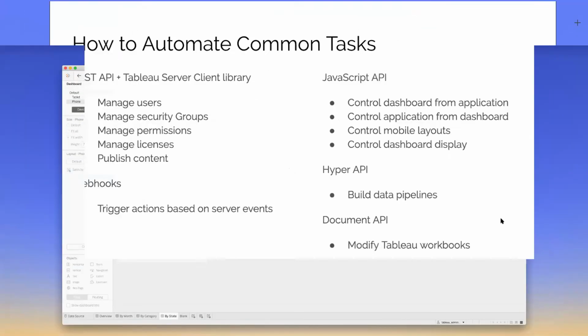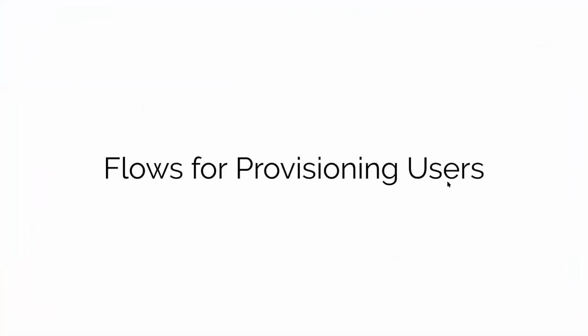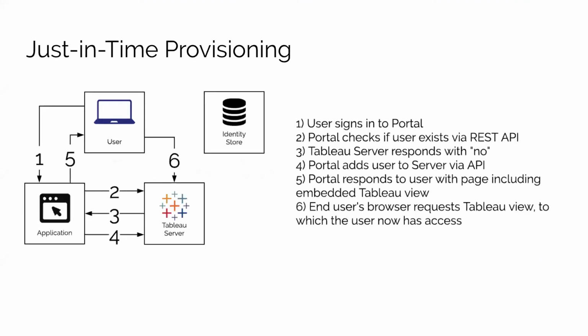Okay, so I'm going to just quickly dive into a few complex things that you might want to do using these APIs. So the first one is provisioning users. When you get a new user for your embedded application, you need to actually add that user to your app, or make sure that your user can actually access Tableau, I should say.